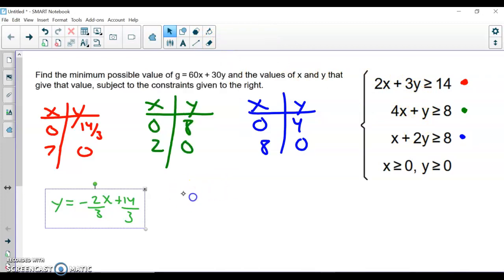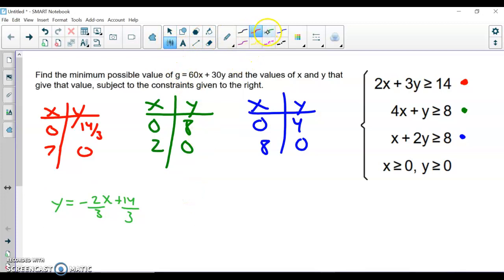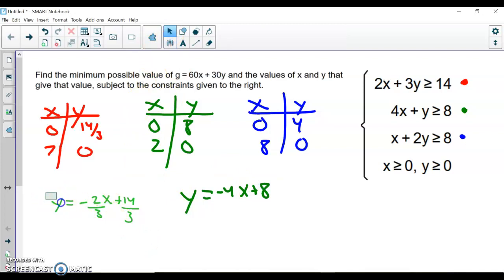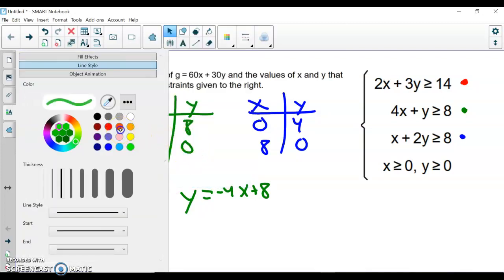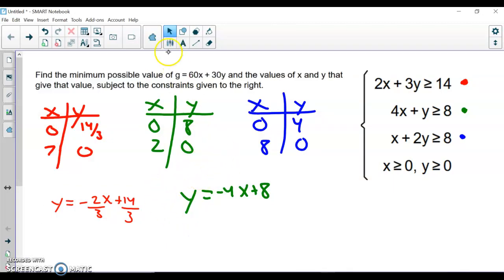All right, so the green equation, we're going to have to give me the green pen back. Thank you. And let's just bring that 4x over. So it's going to be y equals negative 4x plus 8, not divided by anything there. Oh, I turned that one green. I see. Well, that's not good. This was the red. Let's see, properties, red. There we go. And that was the green one.